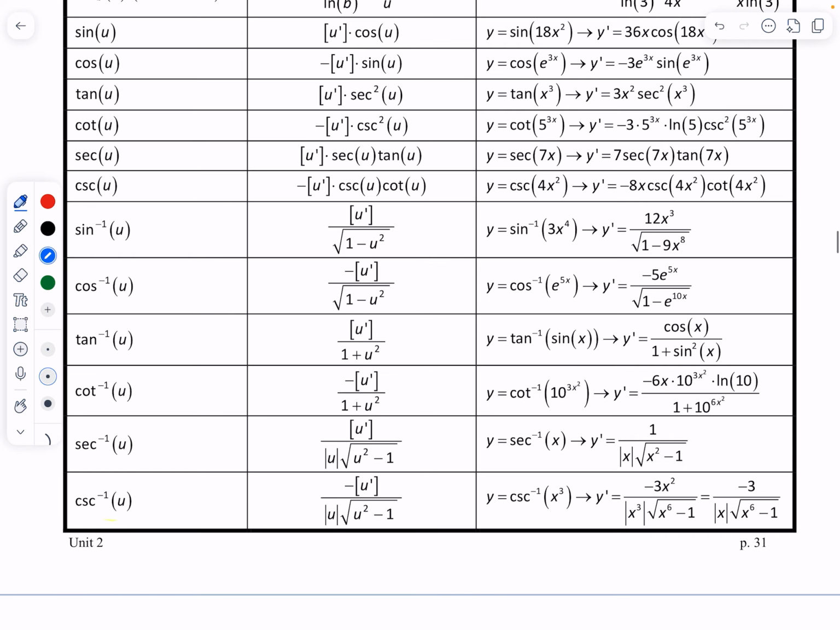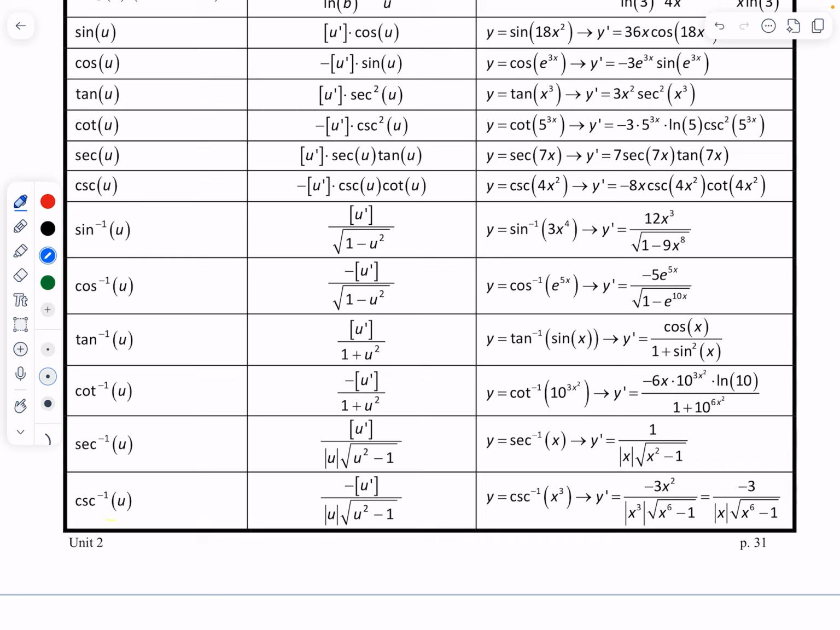Inverse sine is what we learned today. That's going to be 1 over the square root of 1 minus x squared. The inverse cosine is going to be 1 over the square root of 1 minus x squared, but it's negative. Inverse tangent is going to be 1 over 1 plus x squared. Inverse cotangent is 1 over 1 plus x squared, but negative. Inverse secant is 1 over the absolute value of x times the square root of x squared minus 1. And then if you have to use a chain rule, obviously you have to take the derivative of the argument.